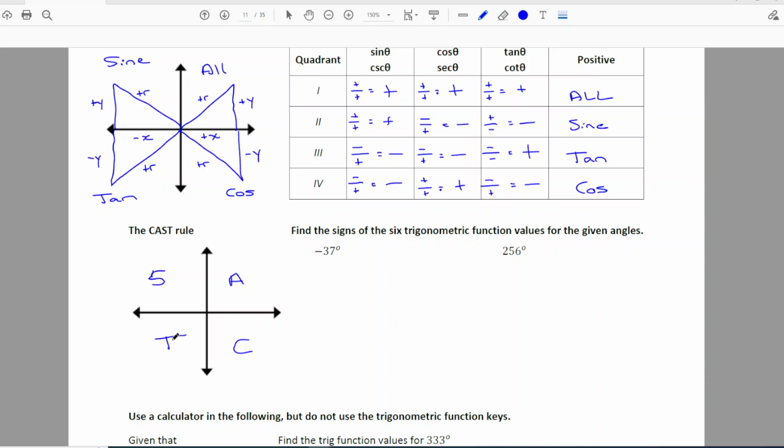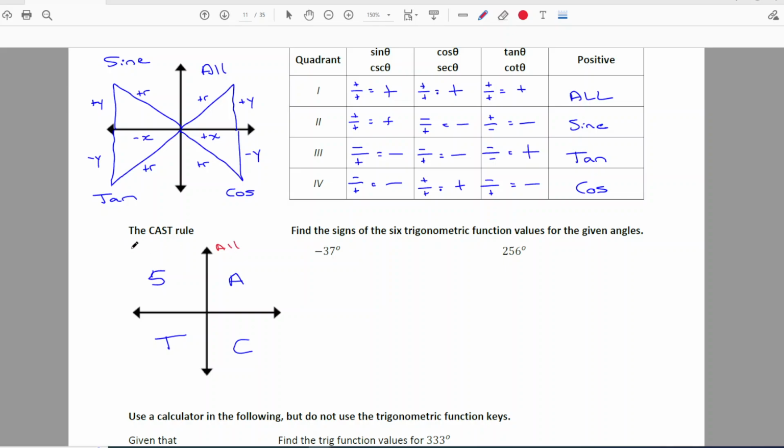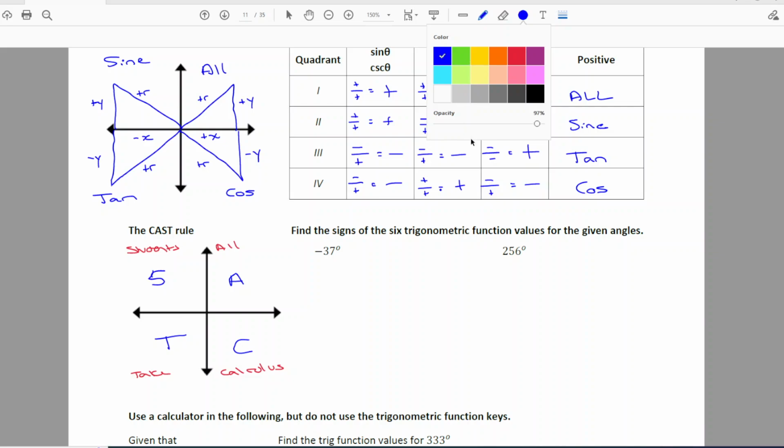C-A-S-T, CAST rule. It's called the CAST rule because ideally we would start in quadrant 1, but then it would be the ASTC rule, which doesn't make a word. So we start in quadrant 4 and read counterclockwise to make the CAST rule. It's a little awkward. You will see some teachers will teach this and they'll say "All Students Take Calculus," or you could make up some other little mnemonic device to remember it. So if you want to start in quadrant 1, you can't use the CAST rule, but you could use All Students Take Calculus, or make up your own sentence, whatever you want it to be.